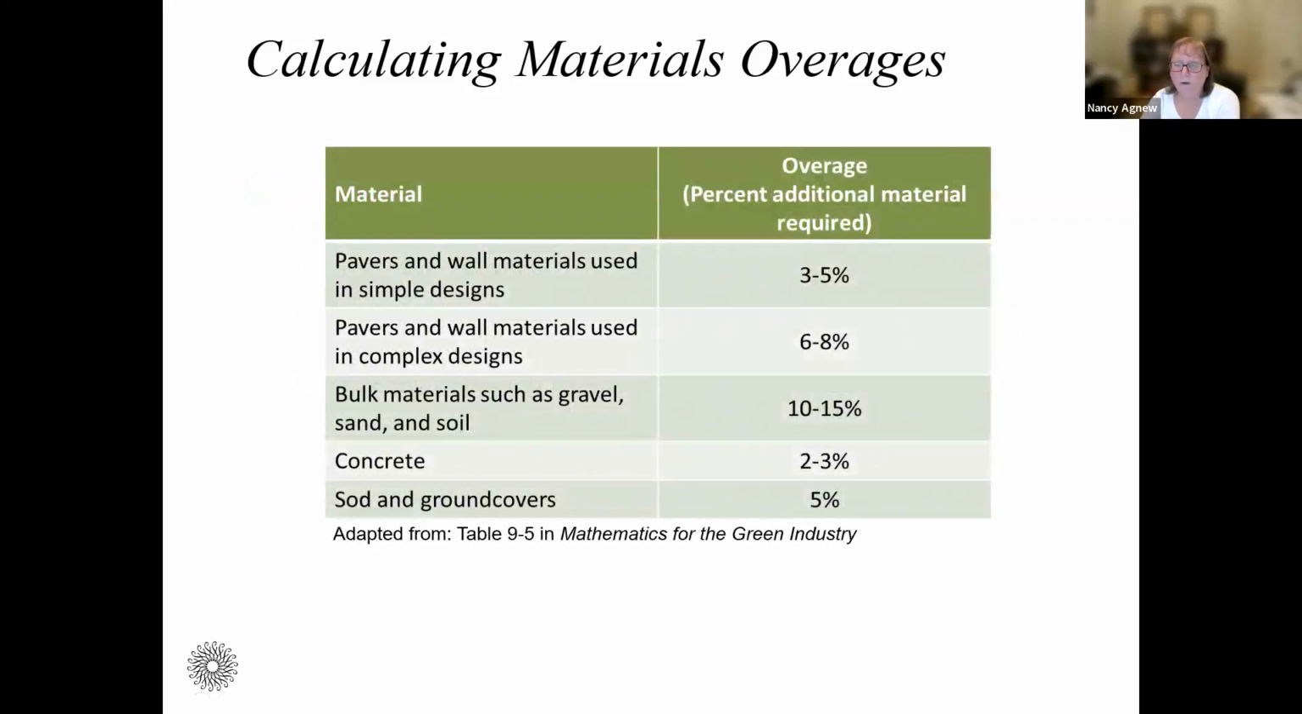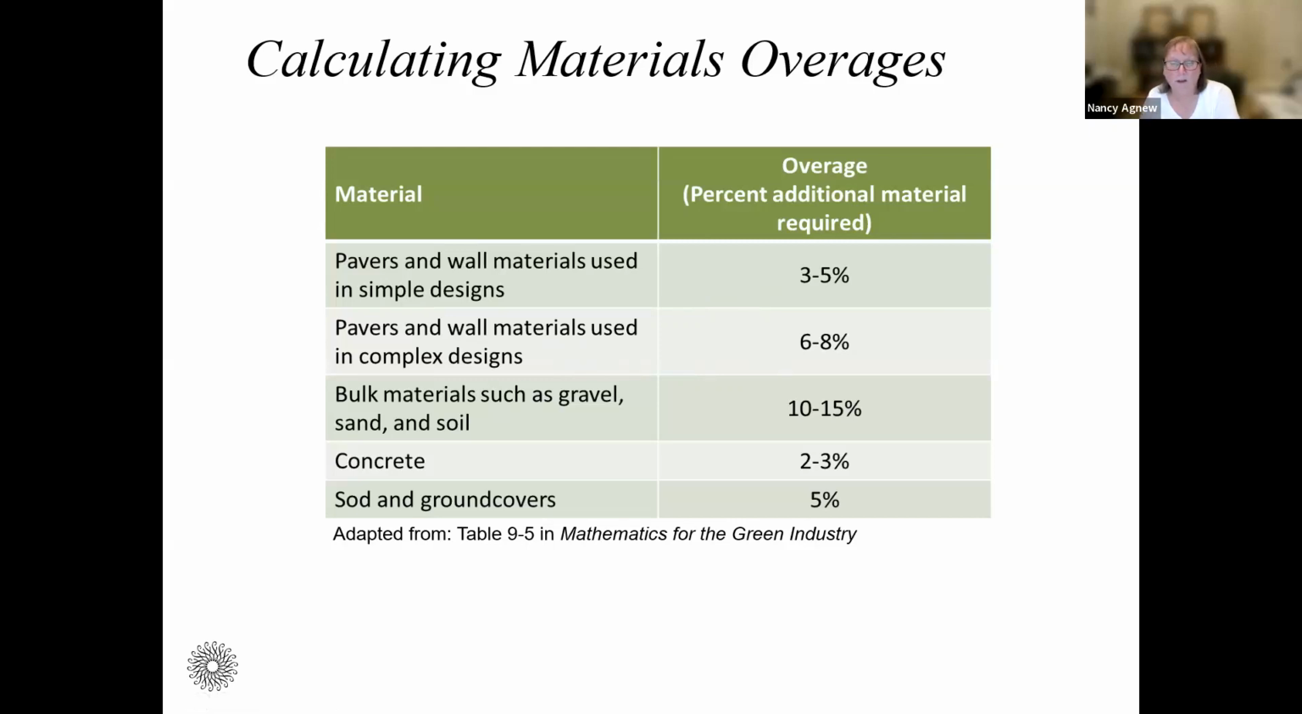So here's a table. This is from a textbook. And these are some recommended overages. So this is percent additional material that might be required for each of these different types of products. So the first line is pavers and wall materials used in simple designs. So we need to plan on 3 to 5% extra. And then pavers and wall materials used in complex designs, you need to up that to 6 to 8.